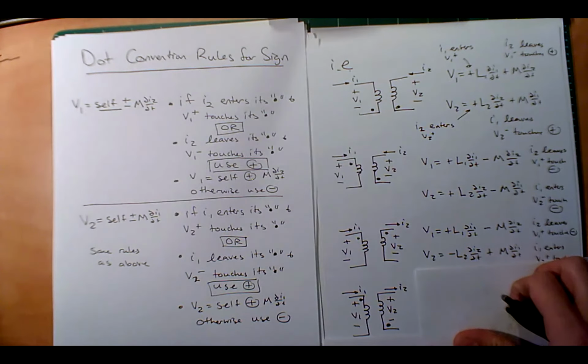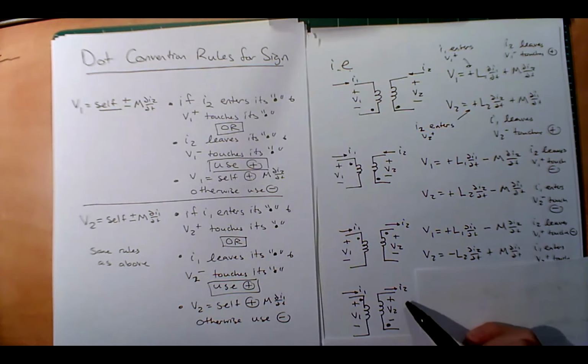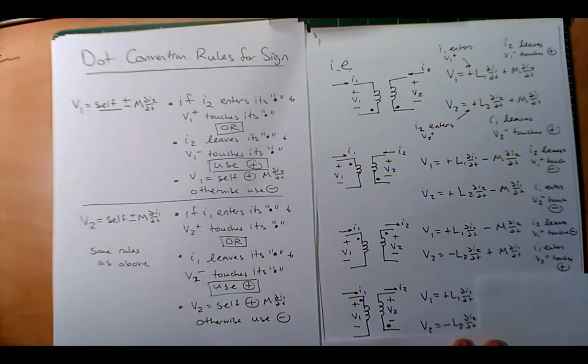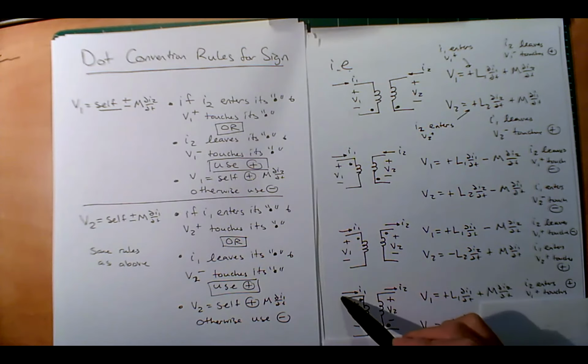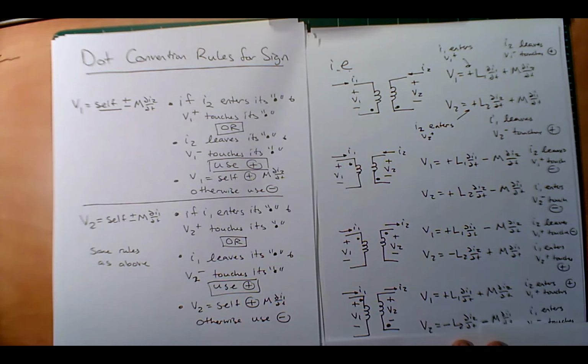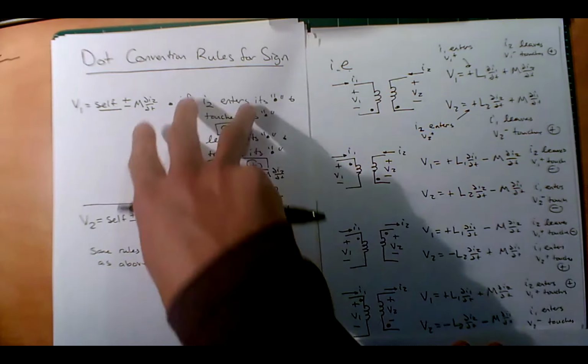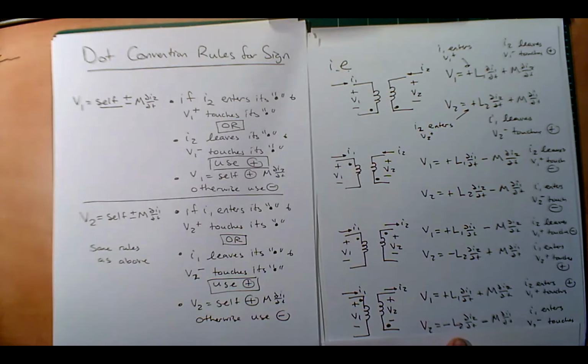In this case, we have self-inductance positive. I2 is leaving, that's negative. Now mutual inductance: I2 is entering the dot and V1 positive is touching, so that's a positive. And I1 is entering the dot and V2 negative is touching. That's negative. So all these are consistent with these rules. Not too bad.